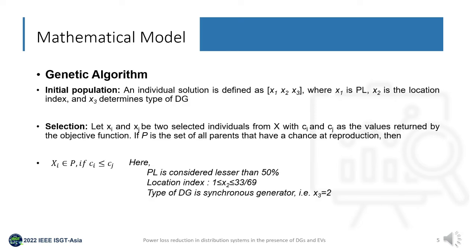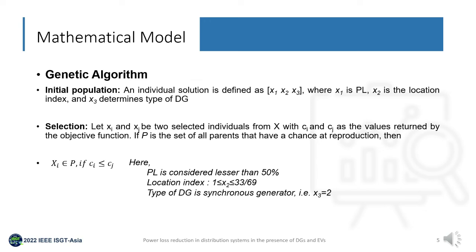We have used a 5-step genetic algorithm. The steps are defined further, two of which are discussed in this particular slide. First being the initial population. In this, an individual solution is defined as a matrix of x1, x2 and x3, where x1 is penetration level, x2 is the location index, and x3 determines type of DG.